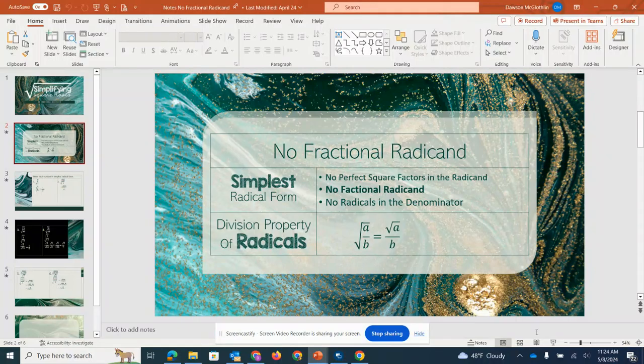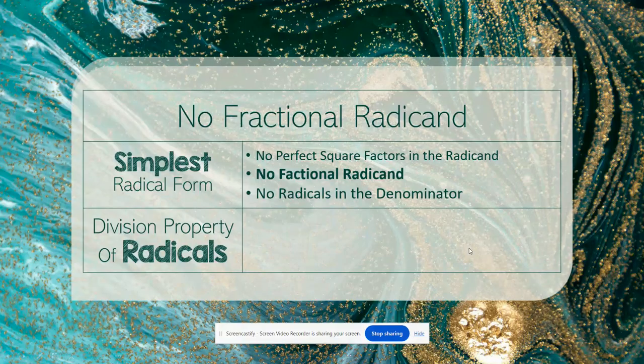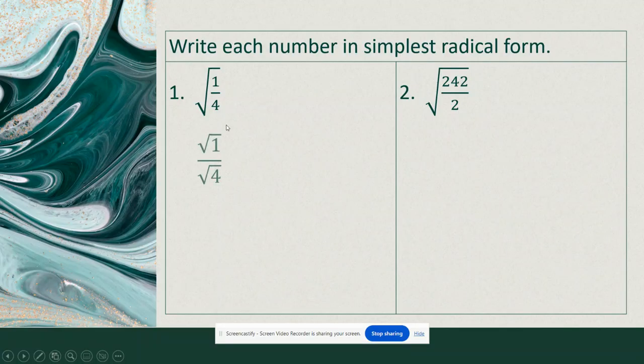All right, so when we look at that, sorry about that, guys, what we're looking at here is the square root of 1 over the square root of 4. Obviously these are perfect squares, so we can simplify them. The square root of 1 is 1. I think we oftentimes forget about that one. And the square root of 4 is 2. So our finished answer, our simplest radical form, would just be 1/2.